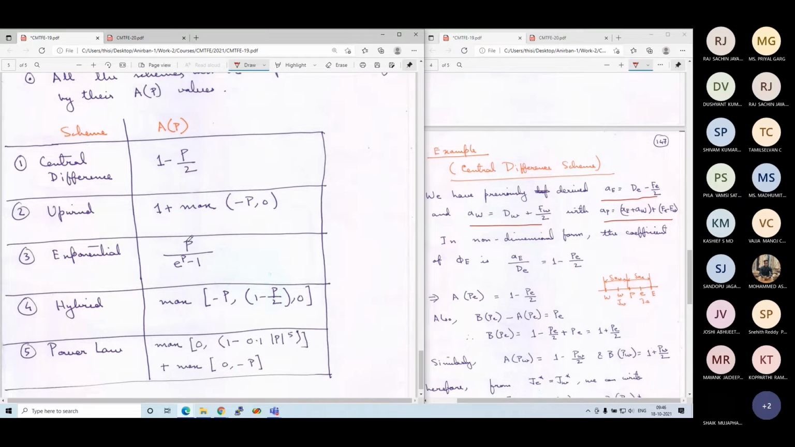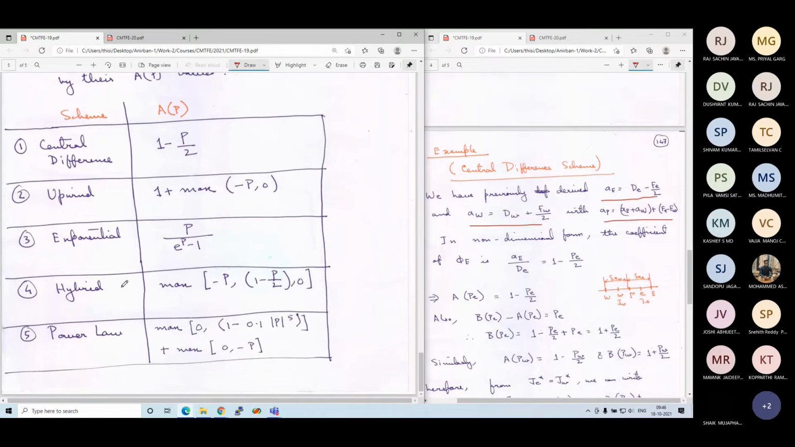So for the exponential scheme, this comes out as P by e to the power P minus 1. For the hybrid scheme, it comes out as maximum of minus P, 1 minus P by 2, and 0. And for the power law scheme, this comes out to be maximum of 0 and 1 minus 0.1 times the absolute value of Peclet number to the power 5, plus maximum of 0 and minus P. Okay, so these are the values of A.